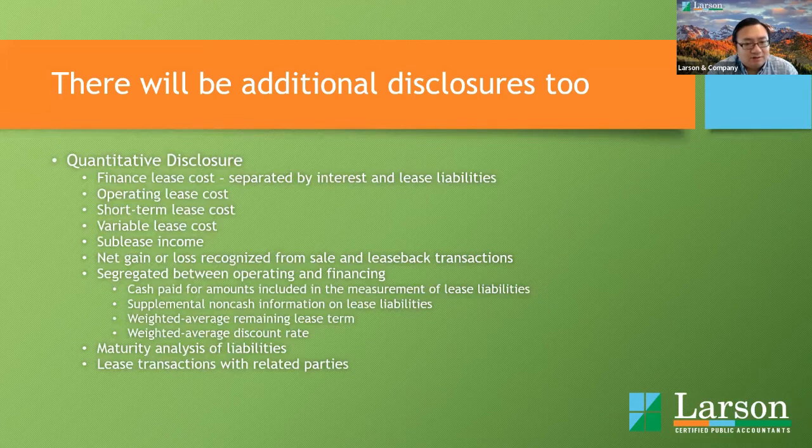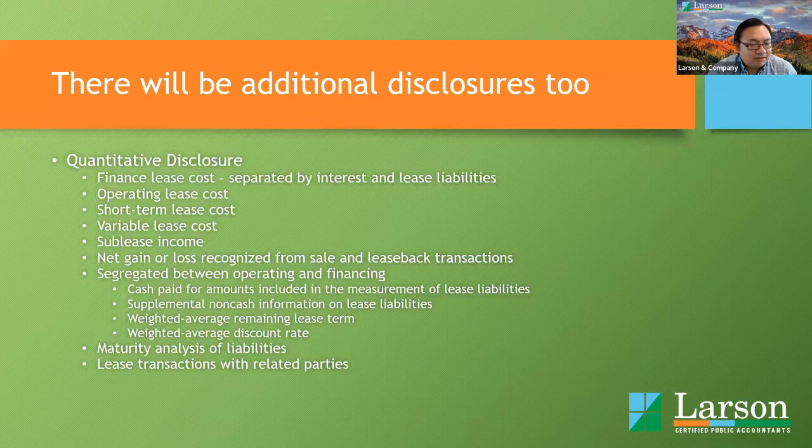So you'll need to disclose that between interest and your lease expense, your lease liability expense. Remember that from the exercise we did in the Excel spreadsheet, those are presented in 2 places, interest expense and lease expense. And then for operating lease, you'll need to disclose that in operating lease cost.